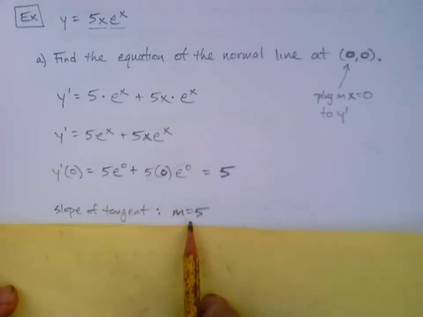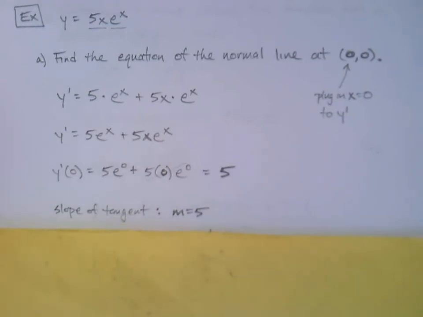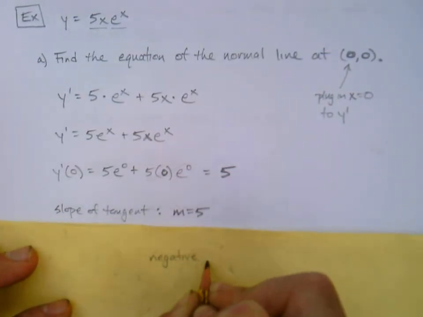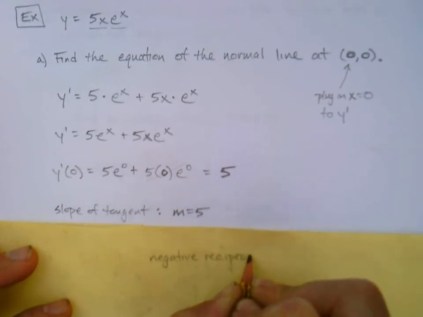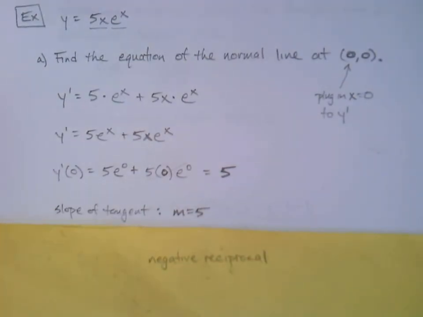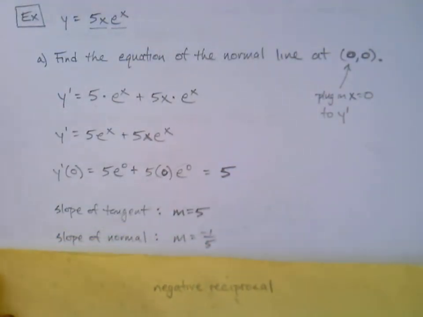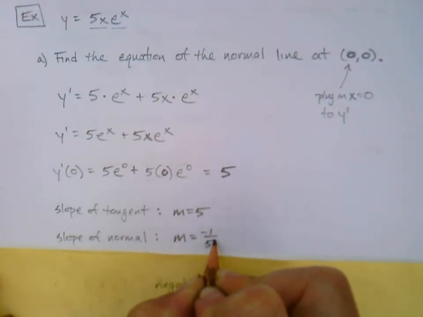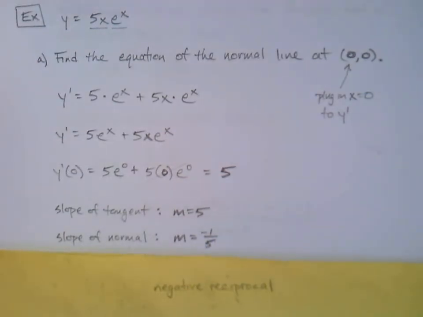Do you remember how the slopes of perpendicular lines are related to one another? If two lines are perpendicular, what does that mean for their slopes? You might remember the phrase, the negative reciprocal. So we will take the reciprocal and then apply a negative sign. The slope of the normal line is m equals -1/5. So we've got the slope of our normal line.